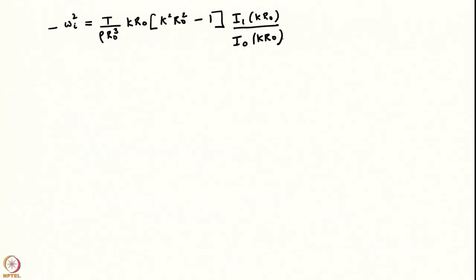Now we are going to get growth. We said we are going to get growth when kr0 is less than 1. Okay, so you can see that omega I square is going to be given by, so I am just going to reverse the right hand side and write it in such a way. I am going to reverse this part and make it positive and pull out a minus sign.